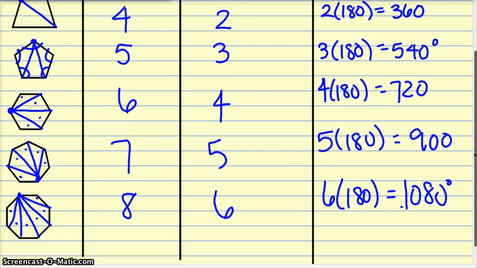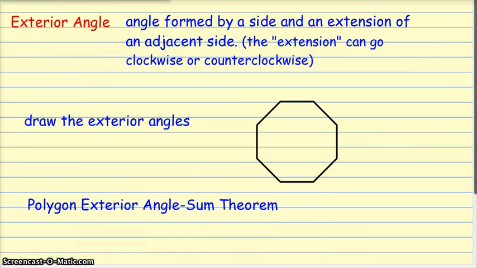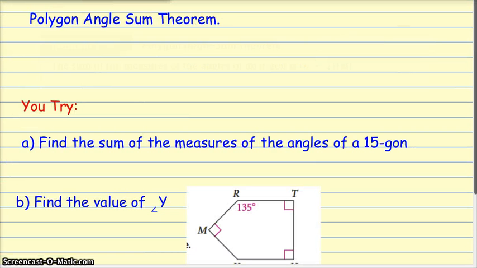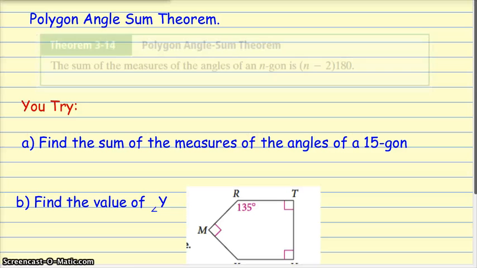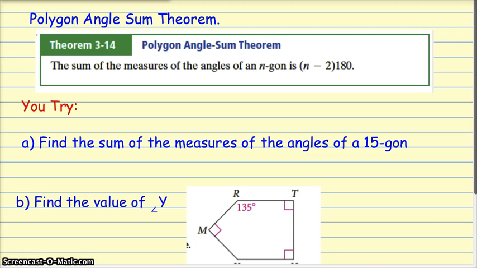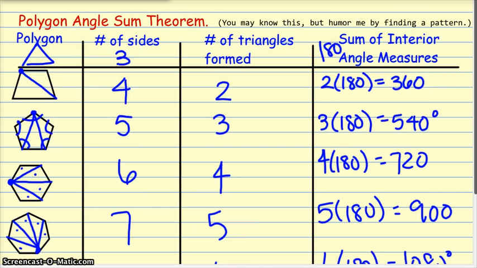The polygon angle sum theorem, which is at the top of the next page, is the formula that you were able to summarize in the pattern in the table that we just made. What it says is that the sum of the measures of the angles of an n-gon is n minus 2 times 180. If you look back at the page you just did, a 4-sided figure had 2 triangles.